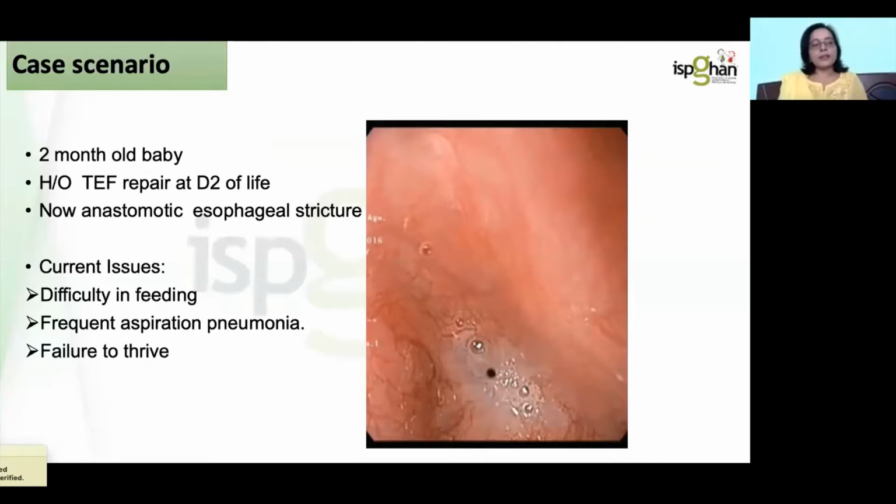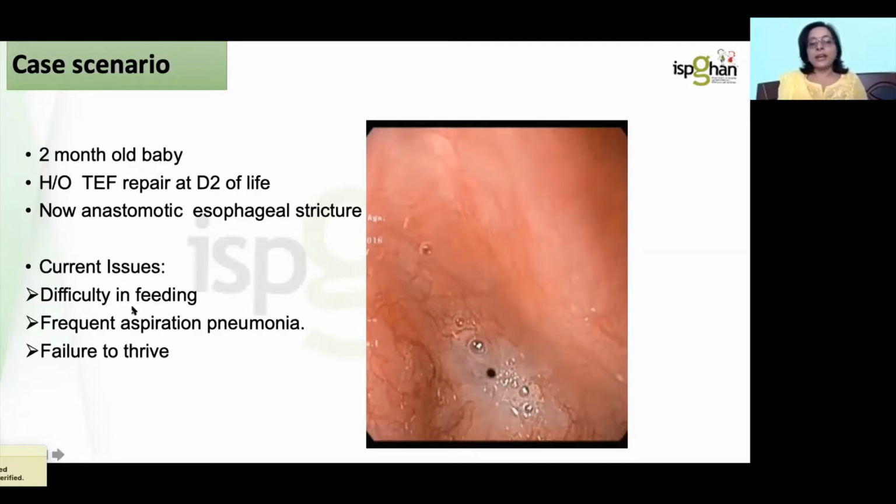This is a case scenario of a 2-month-old baby who had a history of tracheoesophageal fistula repair at day 2 of life. And now he presented with anastomotic esophageal stricture. This is the endoscopic image showing just a pinpoint hole opening in the upper esophagus. This is anastomotic esophageal stricture due to the impact of previous surgery.